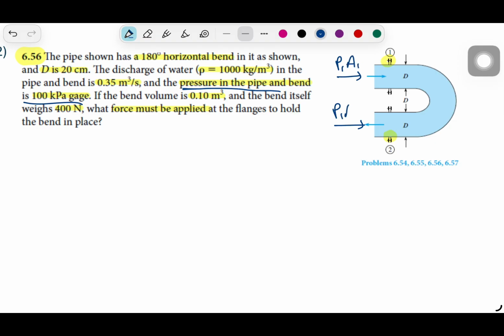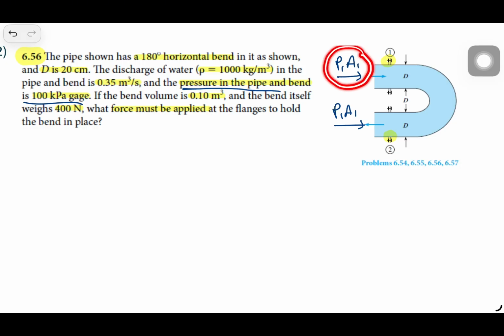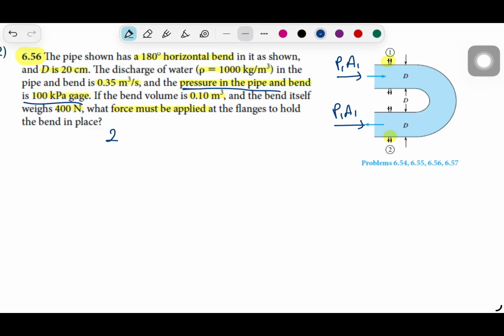And when we are calculating this force, the force we need to apply, we need to also consider these pressure forces. So basically on horizontal direction, we will have P1A1 and again P1A1. And actually we can just say we will have 2PA. It is because they have the same size and same pressure. So we can just use 2PA.